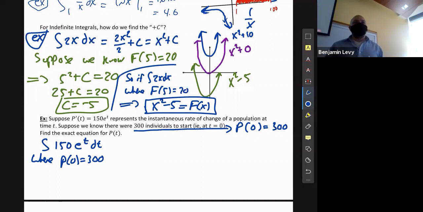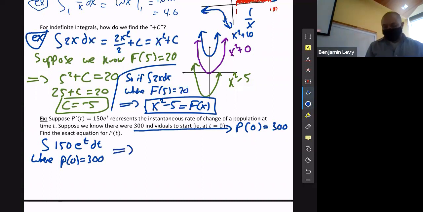What happens when we integrate E? Nothing, right? And so this doesn't actually change. And maybe the other way to think about it is the 150 is just a constant coefficient, right? And so you don't do anything with it. You just bring it out in front. And so this just stays the same and we get plus C.